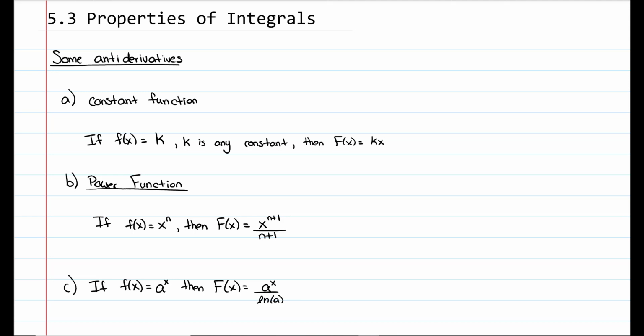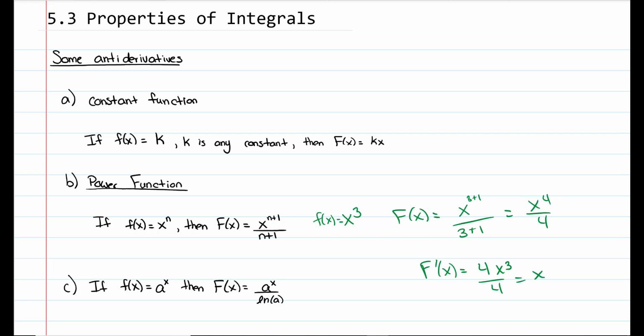B, the power function. If f of x equals x to the nth power, then the antiderivative is x to the n plus 1 power divided by n plus 1. What I mean by this, for example, say we had x cubed, and this is f of x. Then the antiderivative is going to be x to the 3 plus 1 divided by 3 plus 1. So this is x to the 4th divided by 4. And this works because the derivative of this then would be 4x cubed divided by 4, which is our original function back again.